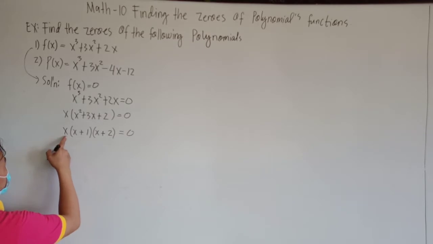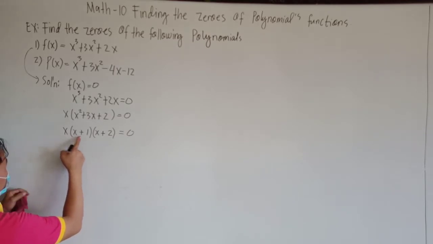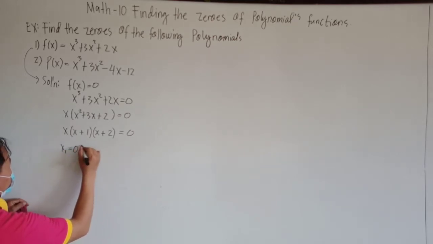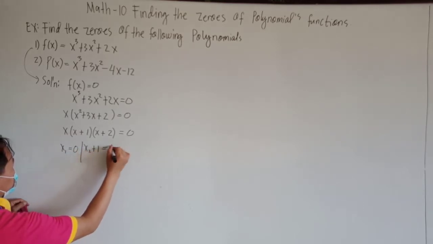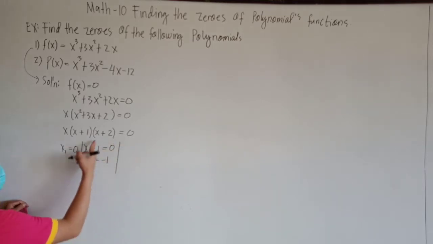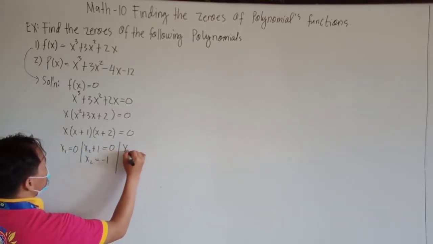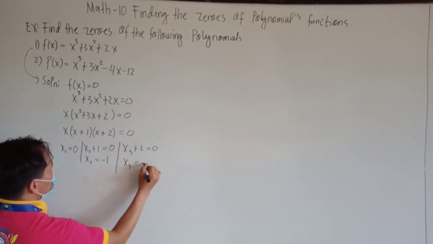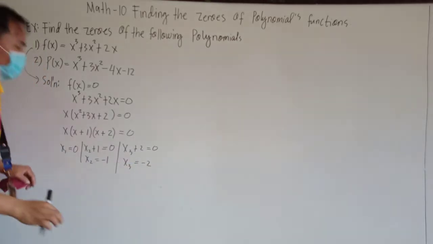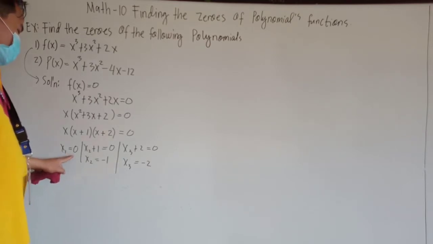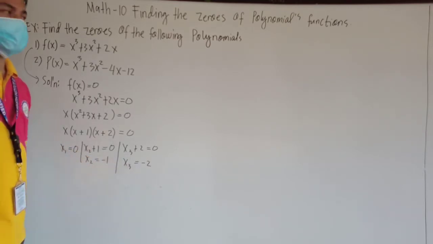At this time we can let these be our x1, x2, and x3. So x1 is equal to 0. Next, this will be our x2 plus 1 is equal to 0, so x2 is equal to negative 1. Third, this will be our x3 plus 2 is equal to 0, so x3 is equal to negative 2. So these are the zeros of this given polynomial function: 0, negative 1, and negative 2.